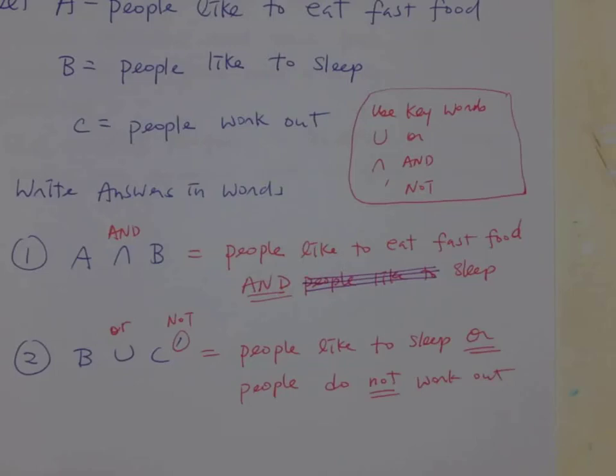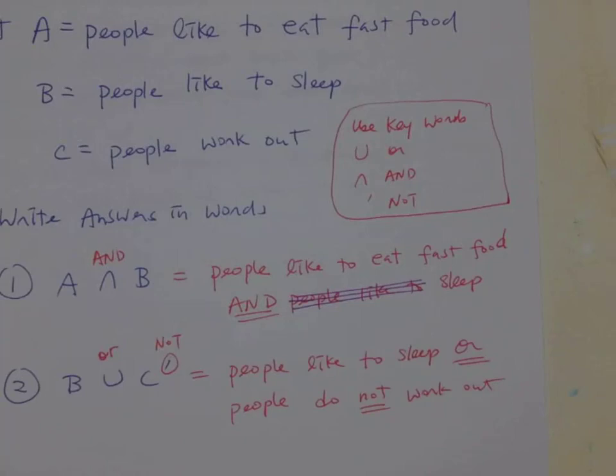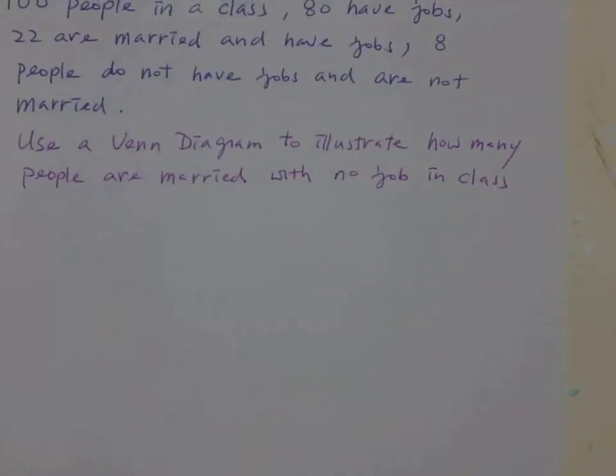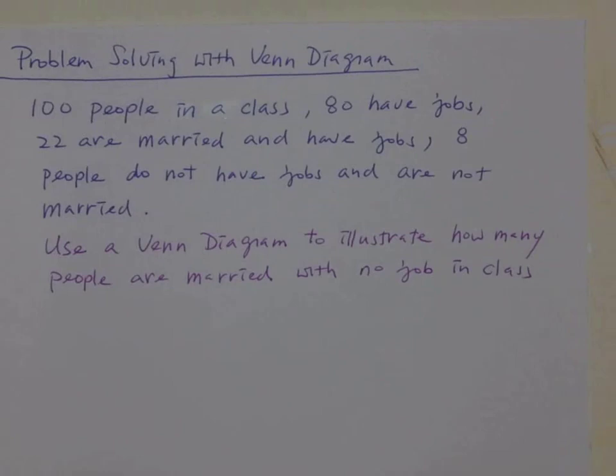It's going to be a word problem, and that seems to be the more challenging part of the exam questions. So we will do one today, maybe some more on Wednesday. So they ask you to use a Venn diagram to solve this. If I have 100 people in a class, 80 of them have jobs, and 22 are married and have jobs, and 8 people do not have jobs and are not married. They want you to use the Venn diagram to illustrate how many people are married and have no jobs in this class.